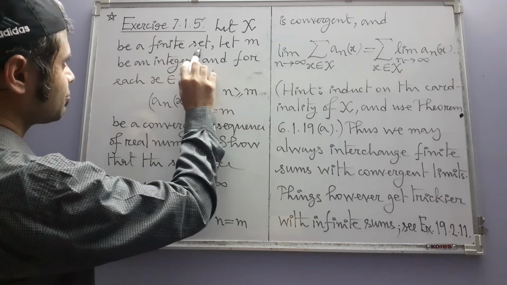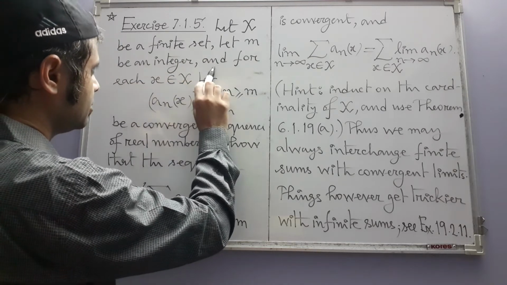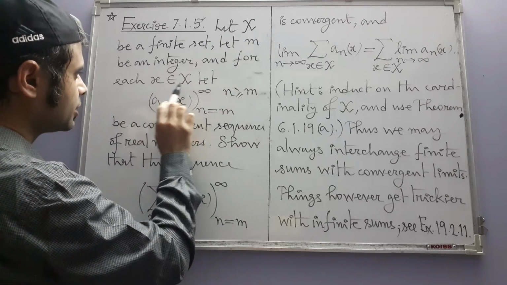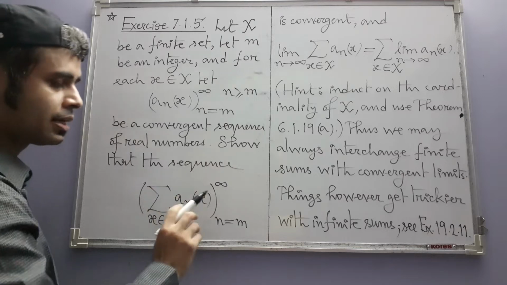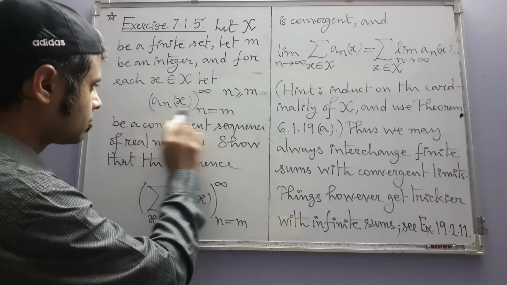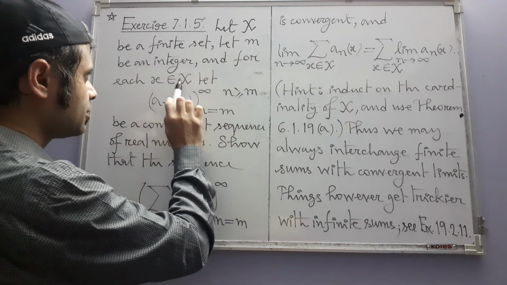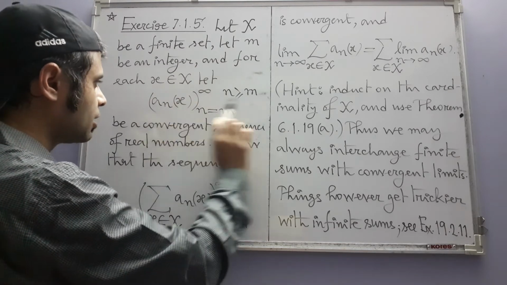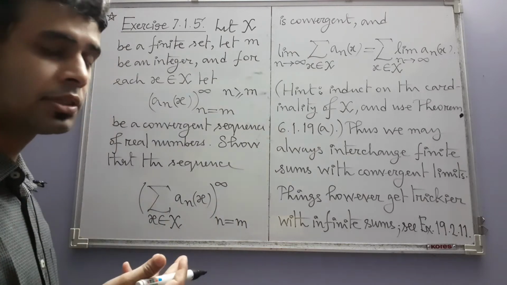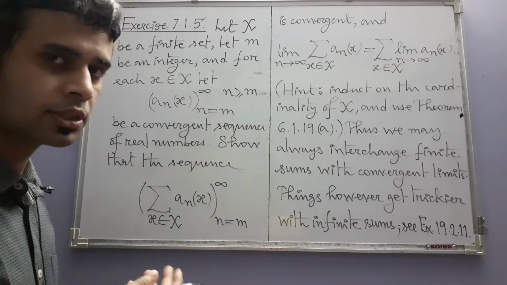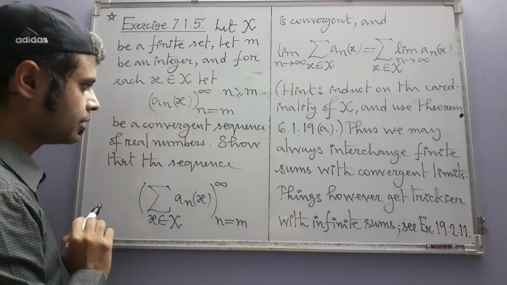Let X be a finite set, and keep in mind X is a finite set, and m be an integer, and for each x belonging to X, let a_n(x) be a sequence of real numbers, that too not just any sequence, a convergent sequence of real numbers. That means for each element x in this set X, you are getting a convergent sequence of real numbers. So the number of sequences you will have in this situation is finite, because the set X is finite.